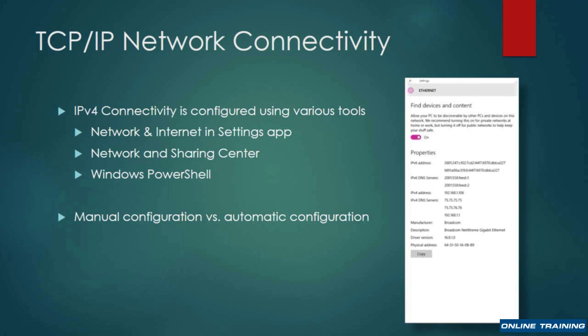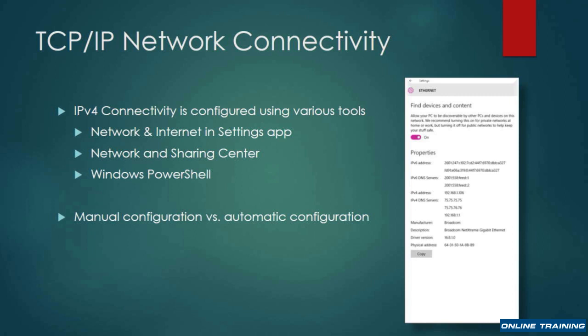There's the Network and Internet in the Settings app, which is probably the first place we're going to think of in Windows 10 at least. There is the Network and Sharing Center. This is kind of the carryover from really back in the Vista days. And Windows 7, Windows 8 have all had the Network and Sharing Center. It's a prime location to go and configure new connections, manage existing connections, manage wireless connections, all of that.